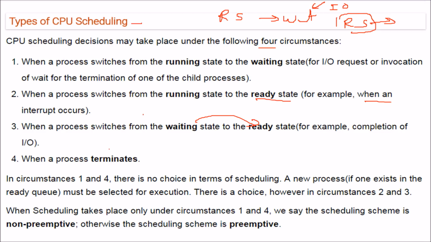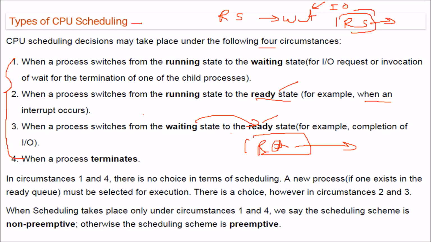The last one is when the process terminates. So in these circumstances or situations, there is no choice or options in terms of scheduling. A new process, if it lies in the ready queue, RQ, needs to be selected for execution by whom? By the processor. And there is a choice in this 1 and this 2 and 3.